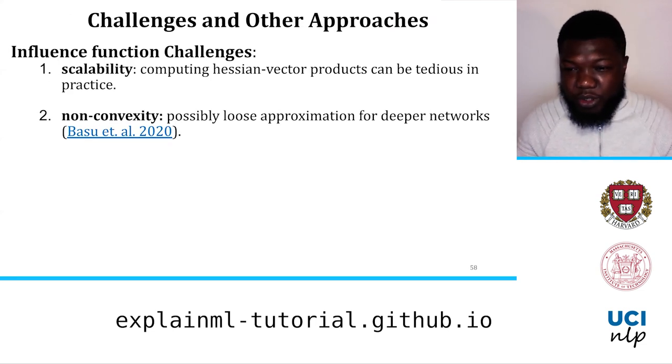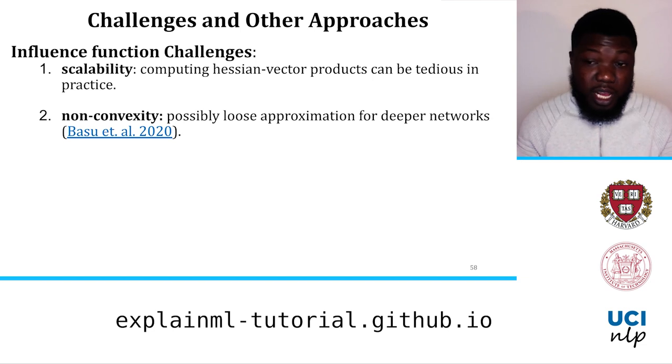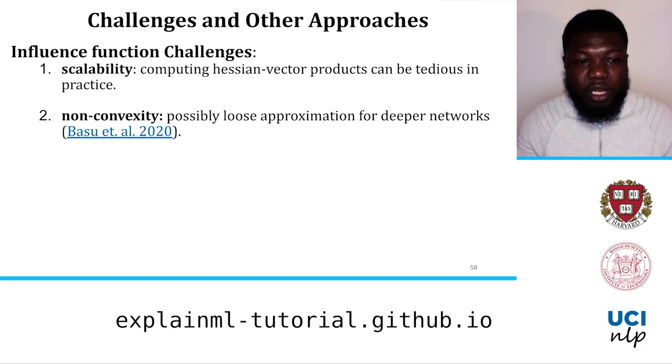So there are a few challenges with this approach, actually. One of them is with respect to scalability. As we all know, deep neural networks have lots of parameters, and so computing Hessians for these things is generally infeasible. So you have to resort to Hessian vector products in order to compute the influence. And this can be somewhat tedious in practice. Another issue was raised in a recent paper of Basu et al. this year that showed that the influence approximation can be quite loose for non-convex losses, especially if you have models that have several different layers.